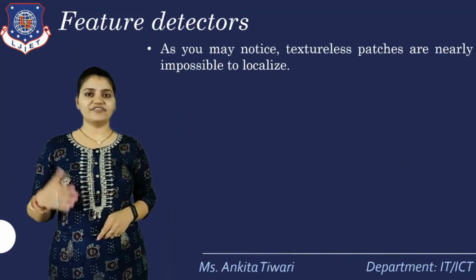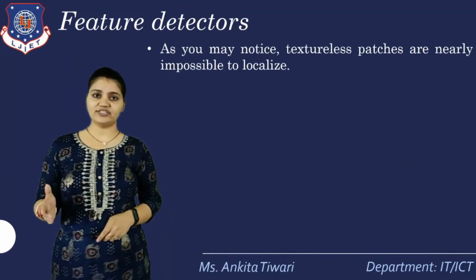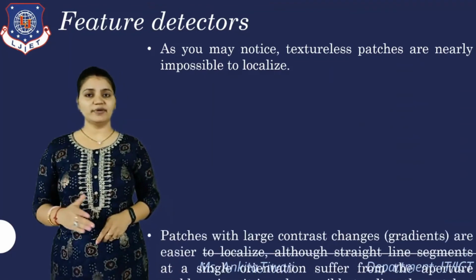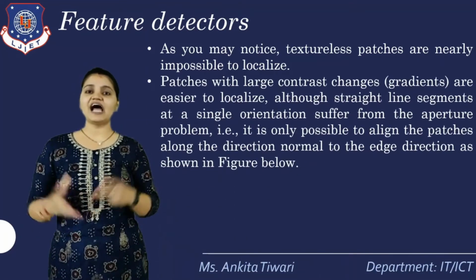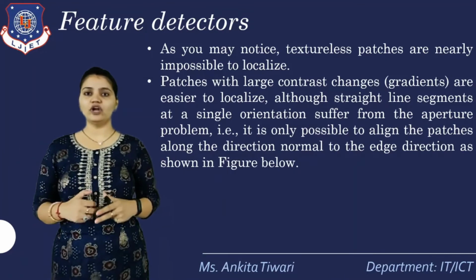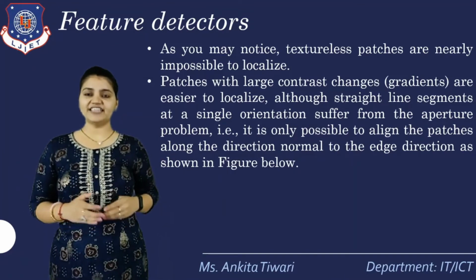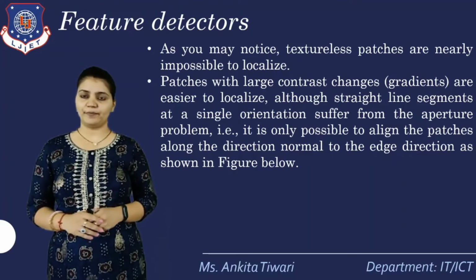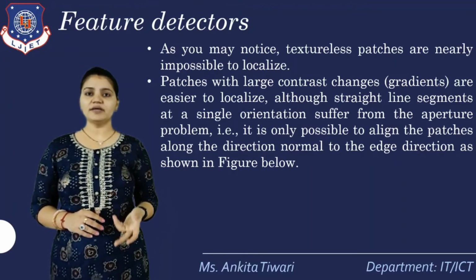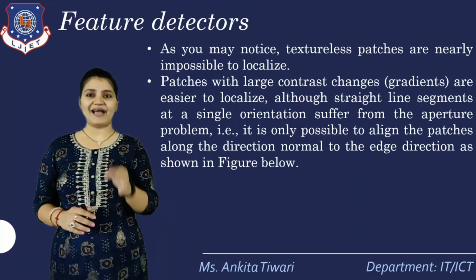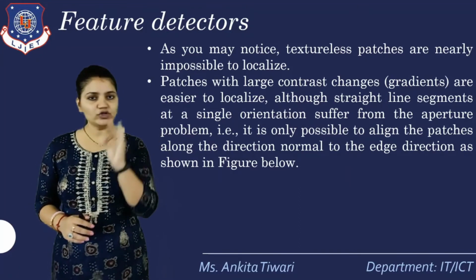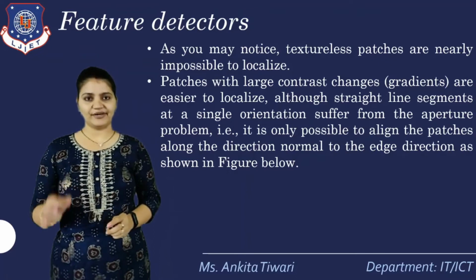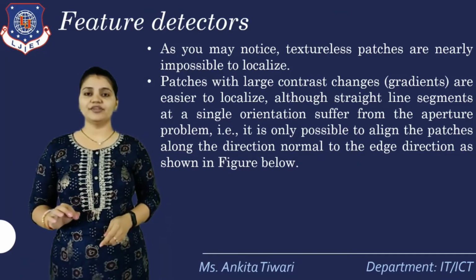So for the feature detector, as we have noticed, textureless patches are nearly impossible to localize. Patches with large contrast changes are easier to localize, although straight line segments with a single orientation suffer from an aperture problem. What is an aperture problem? It is only possible to align the patches along the direction normal to the edge direction. This is known as the aperture problem, as shown in the figure below.